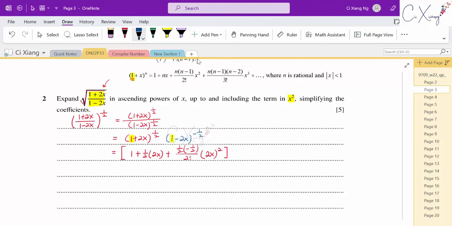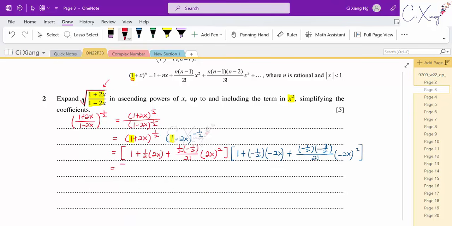Then for the blue color part, it's also the same. First term is a 1. Second term is nx, where my n is negative half and the x is negative 2x for my question. And then I'm having n minus 1, so n minus 1 will be negative 3 over 2, divided by 2 factorial, and bracket negative 2x squared. Okay, so we just put in everything by using the formula, and after that we will stop at x squared for both brackets because we don't want to have any higher power.